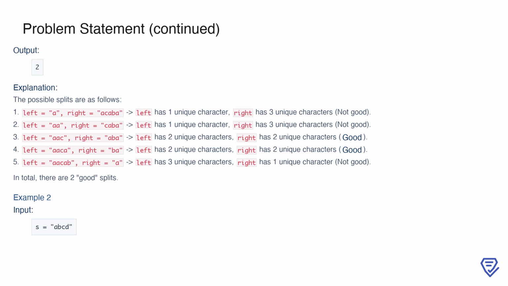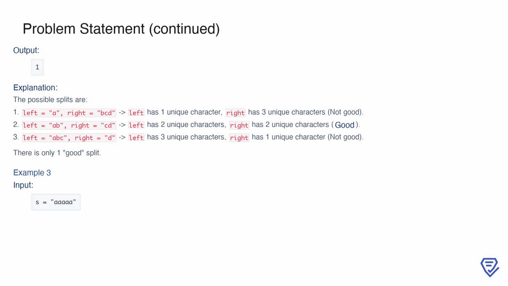Let's break it down step by step. When we split the string at various points, we observe the number of unique characters in the left and right substrings. For instance, splitting at left equals AKA and right equals BA gives both substrings two unique characters, which makes this a good split. Similarly, splitting at left equals AKAB and right equals A also results in the same counts, making it another good split. In total, there are two such splits.